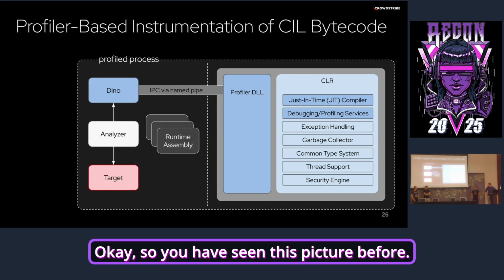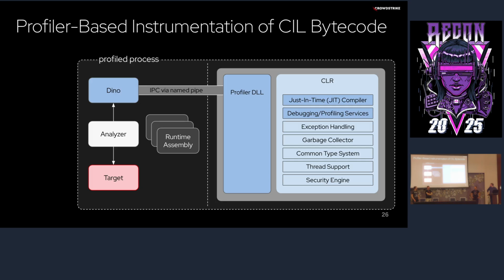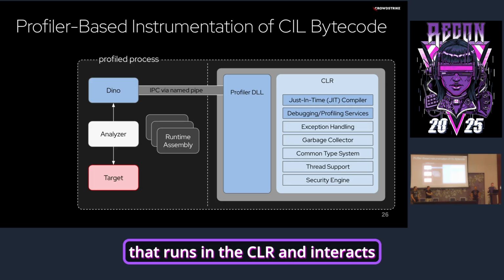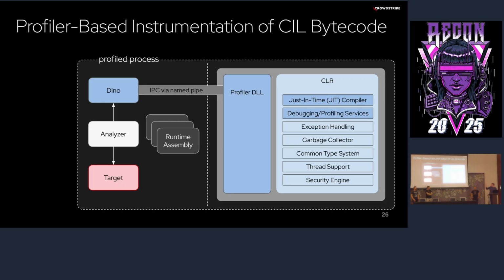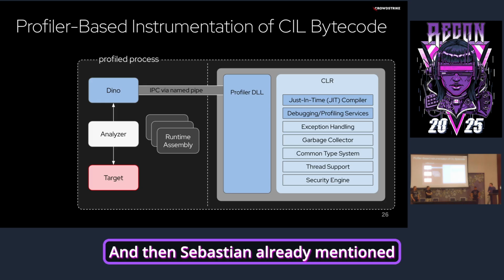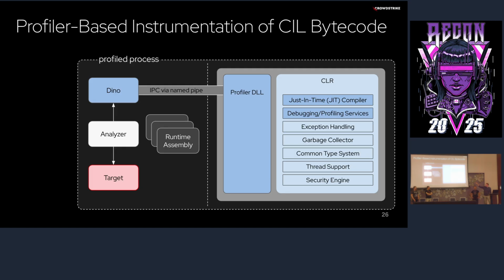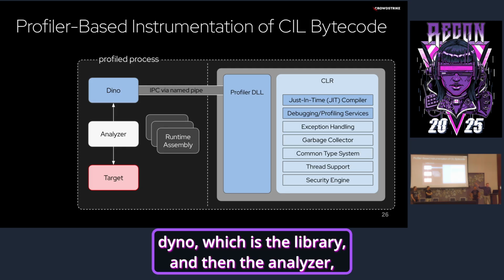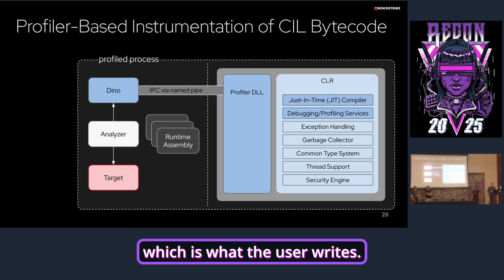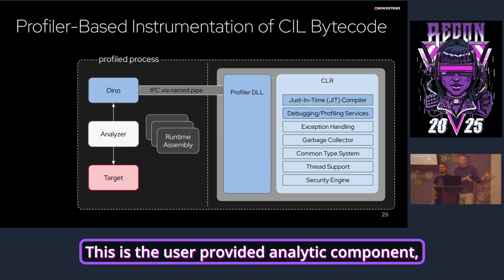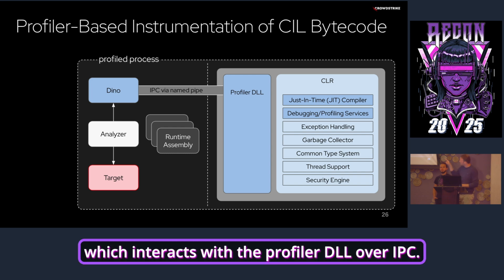Okay, so you have seen this picture before. This blue box in the middle there is our profiler DLL that runs in the CLR and interacts with the profiling interface. And then Sebastian already mentioned that we have this other component on the left here, Dino, which is the library, and then the analyzer, which is what the user writes. I guess you can compare it to a Pin tool in the Intel world, right? This is the user-provided analytic component, which interacts with the profiler DLL over IPC.